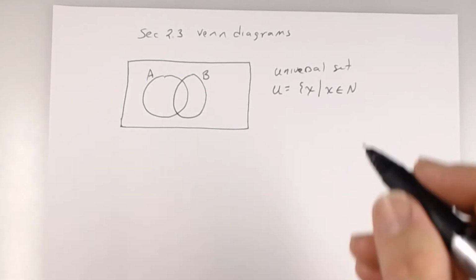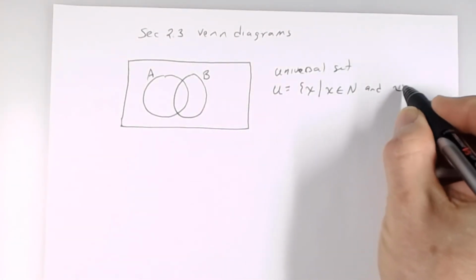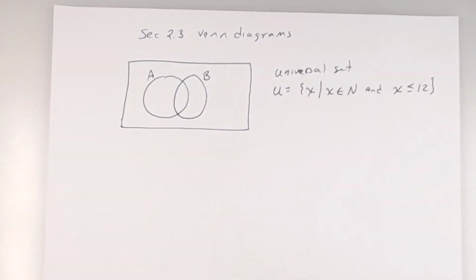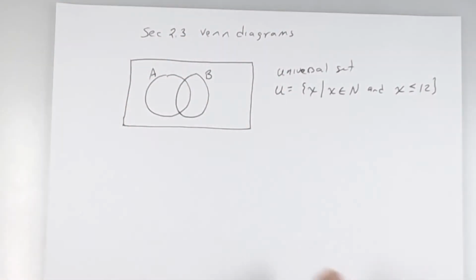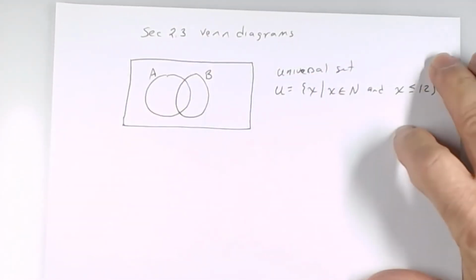And at the same time, x is less than or equal to 12. So that's my universal set. Okay? Now here's what I mean by universal set. So this rectangular box that I drew, see this whole box, don't look at the circles just yet, this whole box contains the universal set.